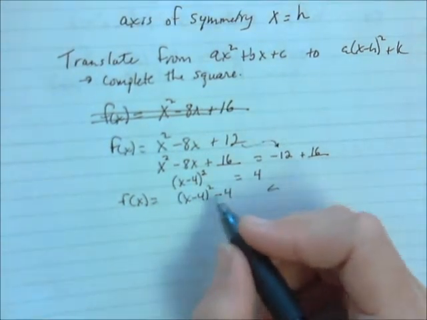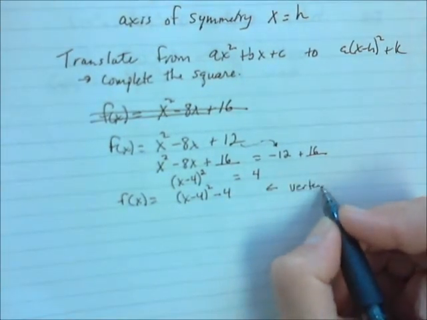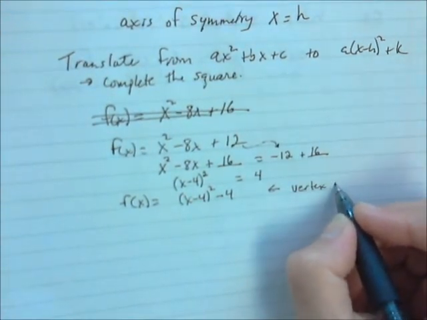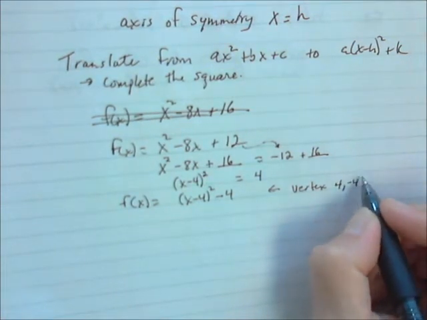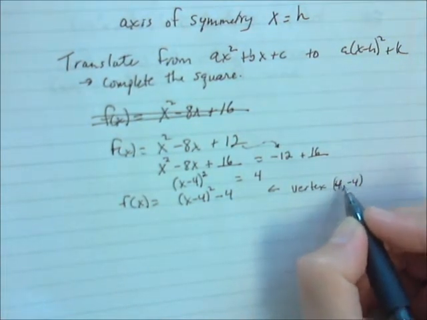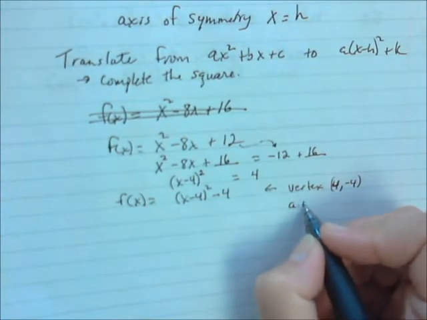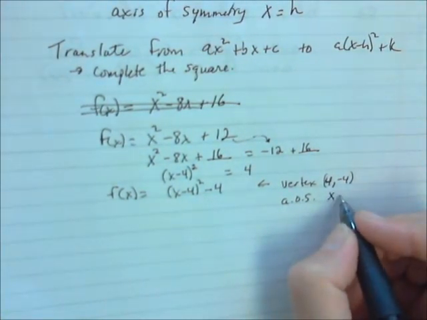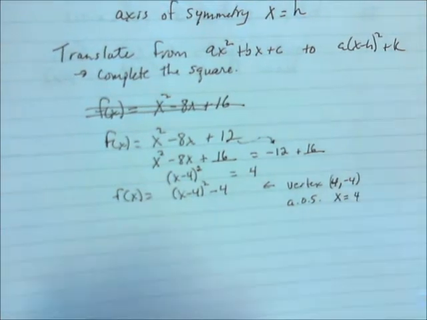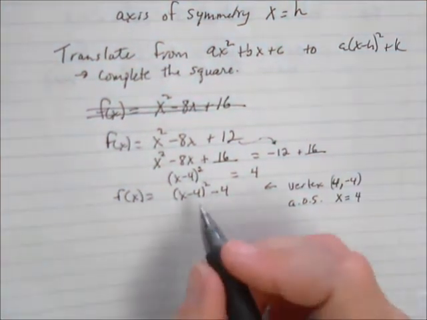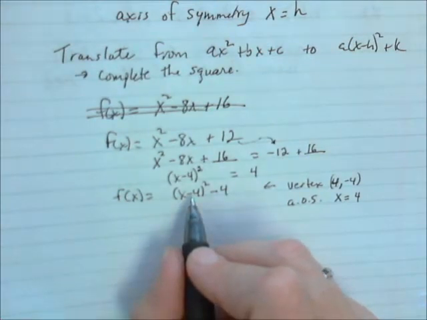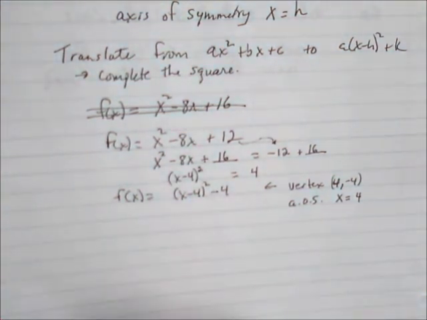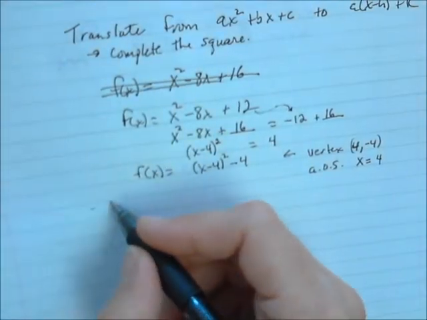And you can quickly look at this and say the vertex is at 4, comma, negative 4. The axis of symmetry, AOS, I call the axis of symmetry, is x is equal to 4. And you could easily graph this. You know this has been shifted to the right 4 and down 4, and then you can continue graphing that if you needed to. All right, here's our second example.